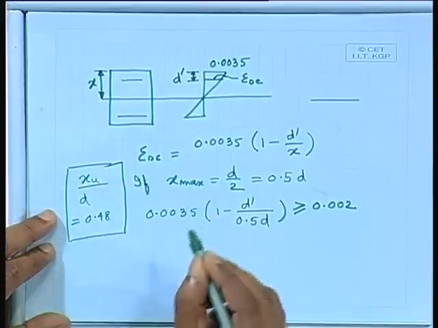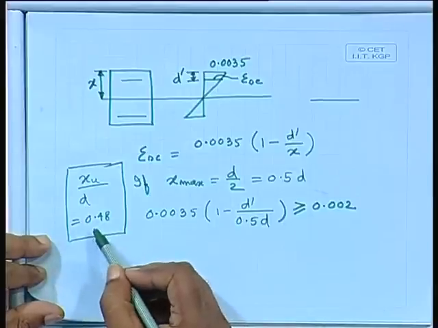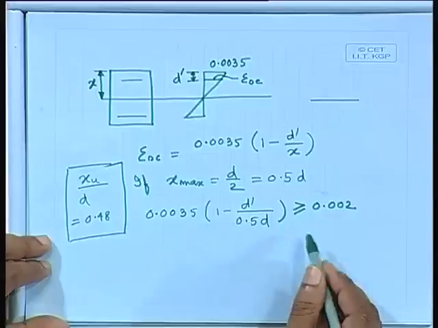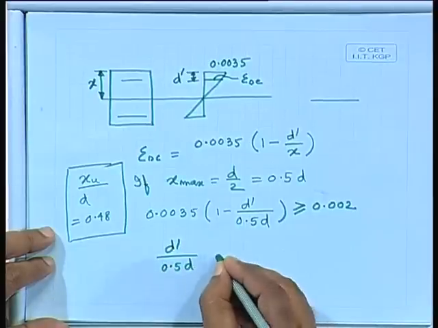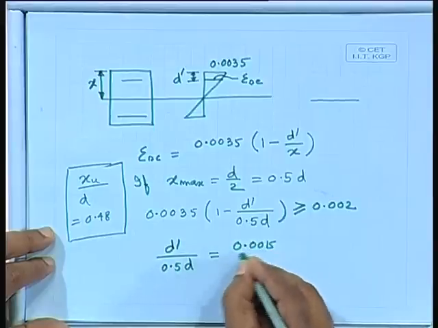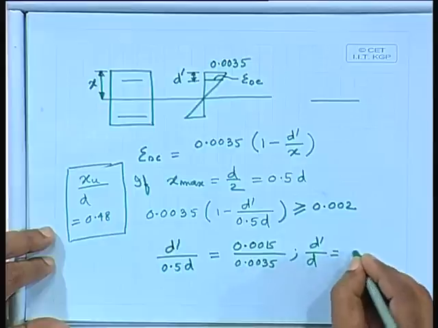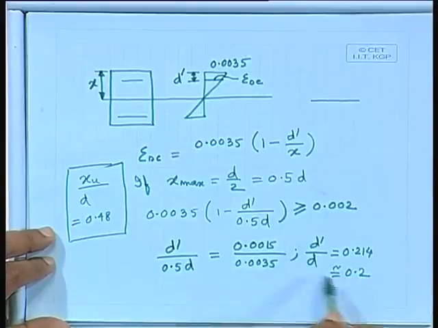We can get it in IS 456, we can also derive it. Xu by d equal to 0.48. That means it is a reasonable assumption that xu equal to 0.5 d maximum. So, we can write down this expression, d dash by 0.5 d equal to say 0.0015 by 0.0035. Therefore, I can write down d dash by d equal to 0.214, approximately say 0.2. We can say d dash by d, if it is 0.2 or less than that, we shall get the stress in concrete 0.45 fck.